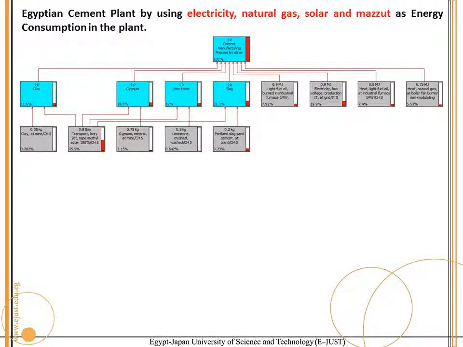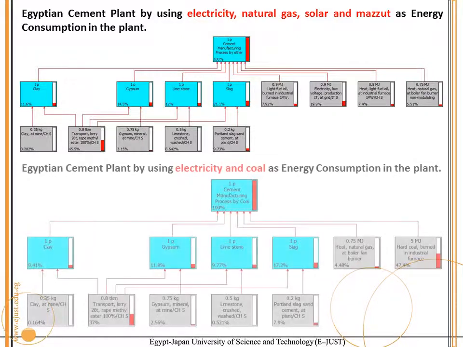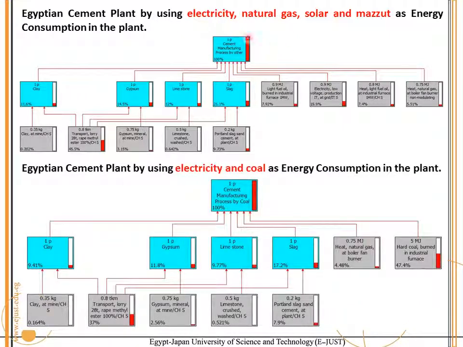About the network flow from SimaPro, this is about the natural gas, solar, and mazout, about the ordinary plant in Egypt, about the four stages of raw material, and then the fuel or energy consumption. The second is a hypothetical plant using coal energy and electricity. This is the second plant.